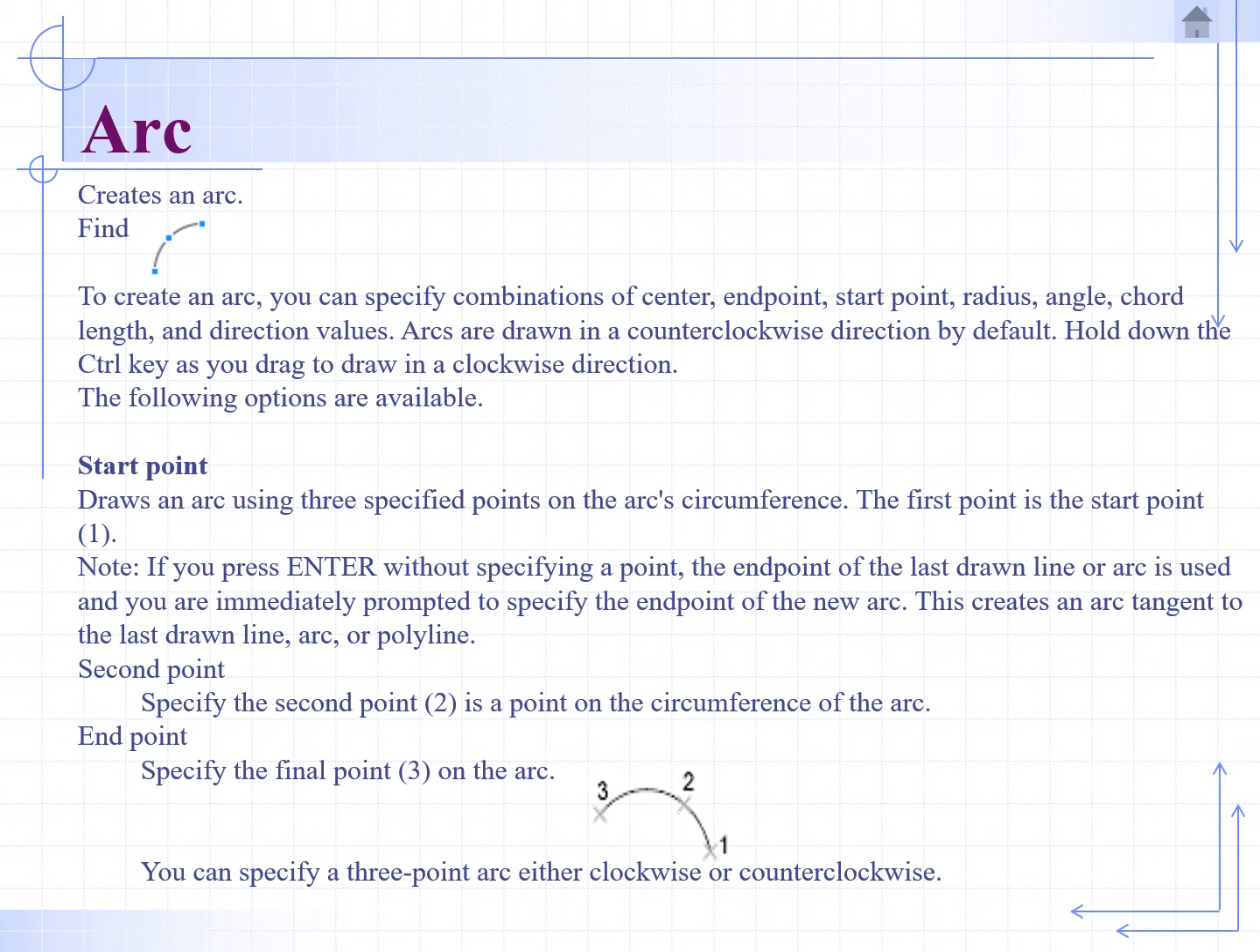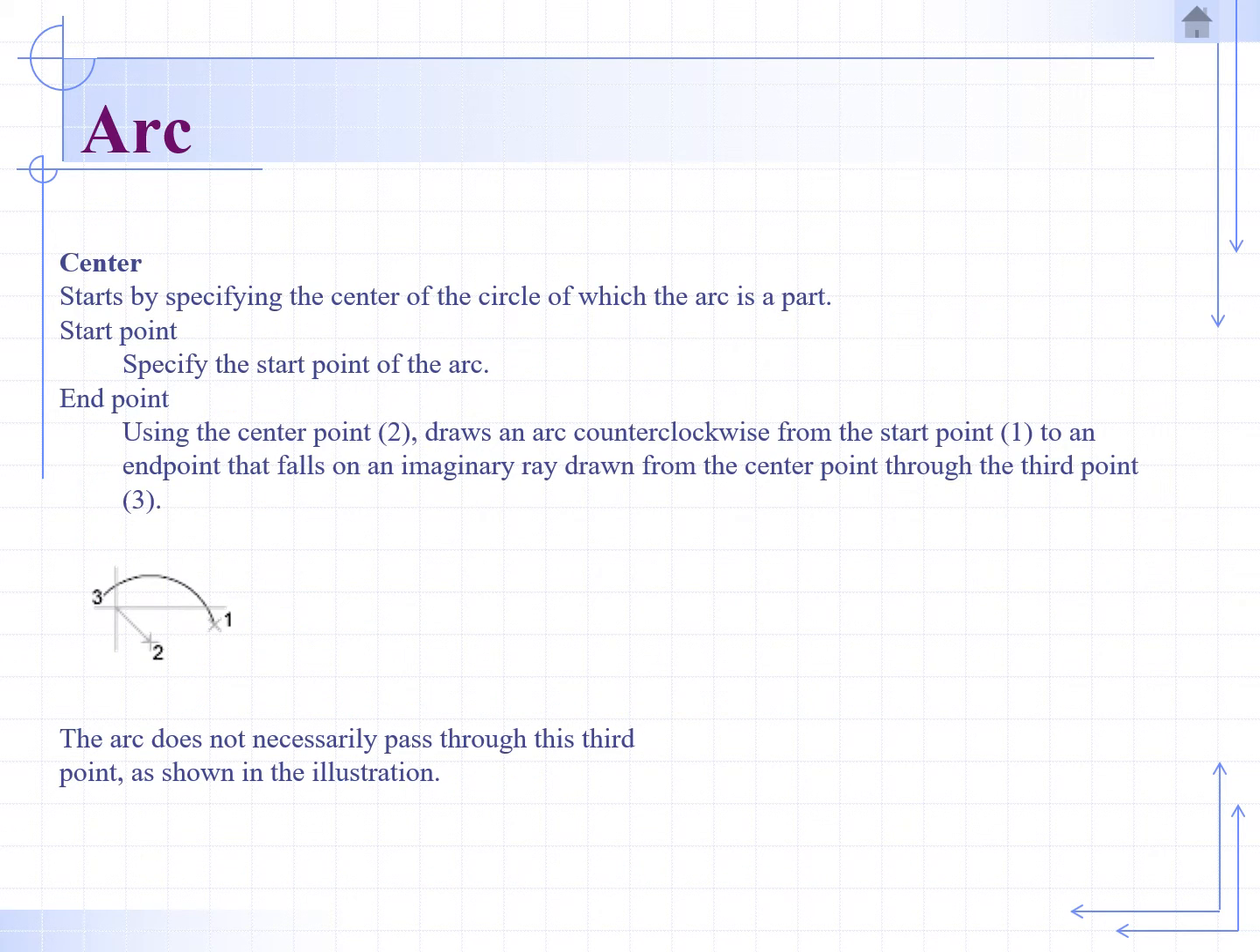You'll go from your start point, then you'll specify the second point, and then specify the third point for this particular way to do it. That's 3 points. Then there's center: your first point will be point 1 here, then point 2 will be your center point, and then you pick the other end of the arc with point 3.